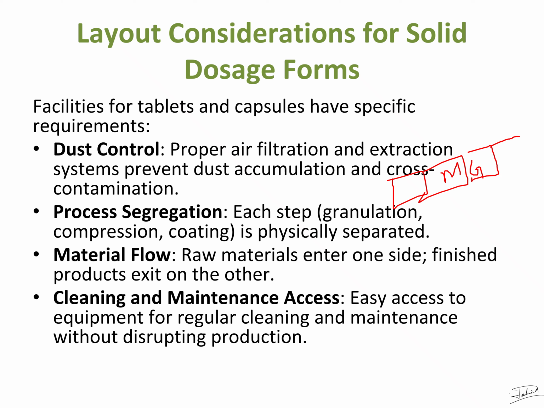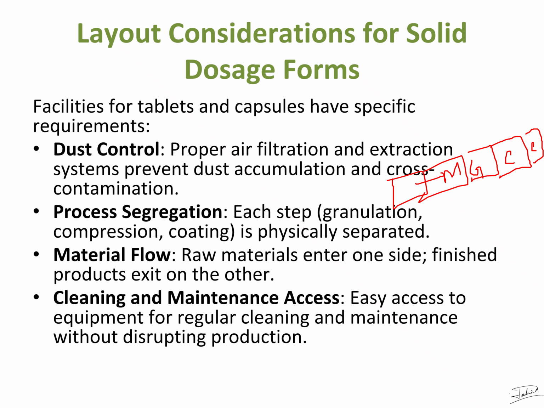In this room we will do the compression. Okay, in this room we will do the coating. So the rooms are one by one, but in the same room we will never do granulation and coating at a time. Then material flow: raw materials enter into one side, finished product exits into the other side.